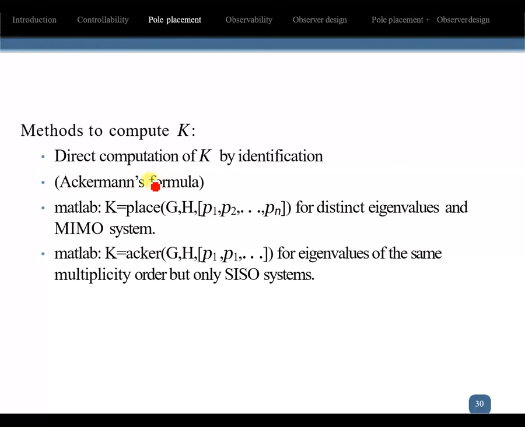There are different methods: the direct computation of K by identification. The MATLAB function is K = place(G, H, desired poles). Normally we use this method. Or in MATLAB, K = acker(G, H, poles), for eigenvalues of the same multiplicity, ordered for a single input, single output system.